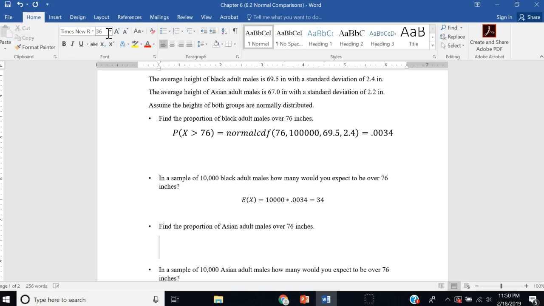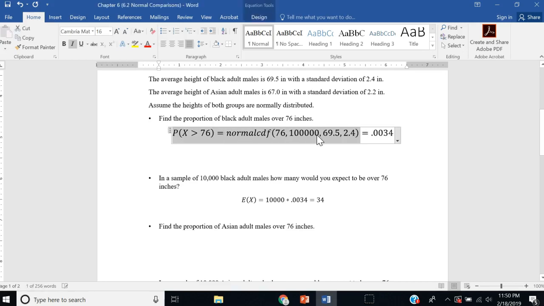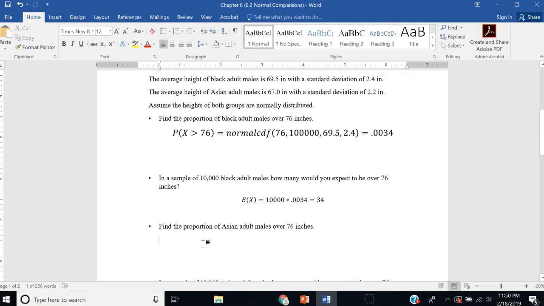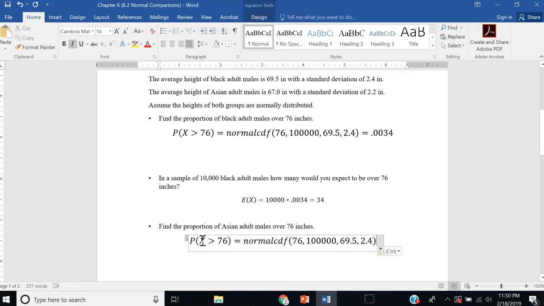Now, how about Asian adult males? Because Asians have a different mean and a different standard deviation, that's going to change the probability of finding tall people from that group. So the probability of being over 6'4" if you're an Asian, and again, these are terms used by the CDC. They mean Asian adult males within the United States. Again, the probability of being over 76 inches.